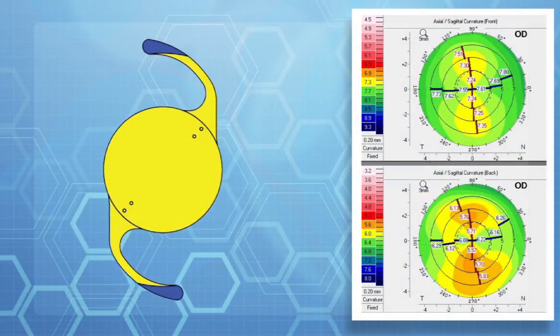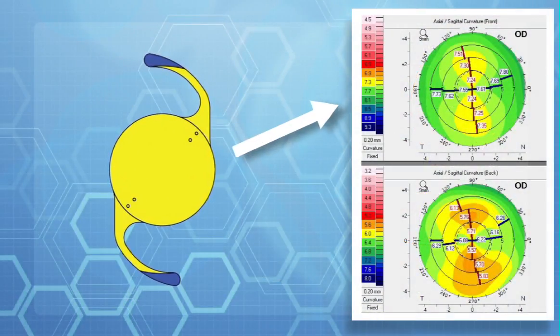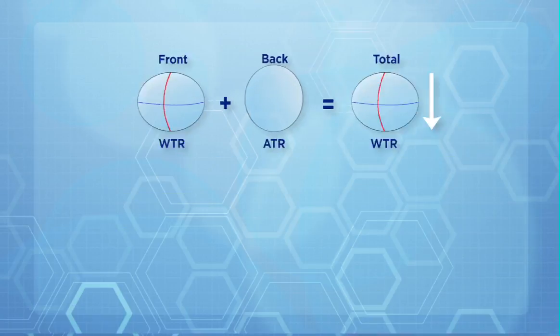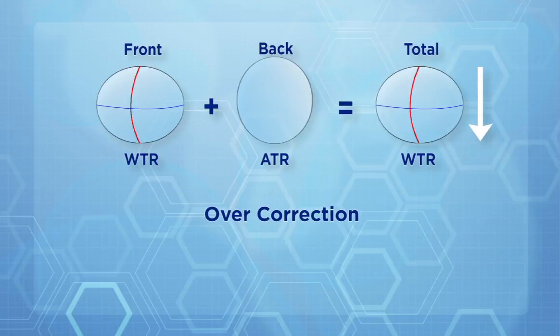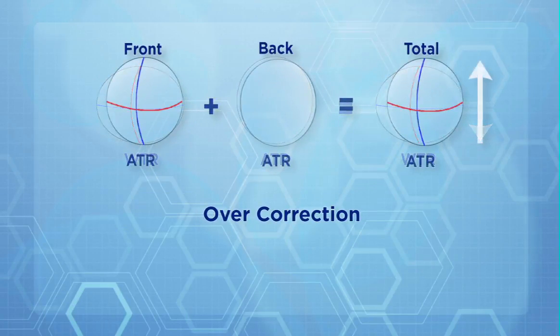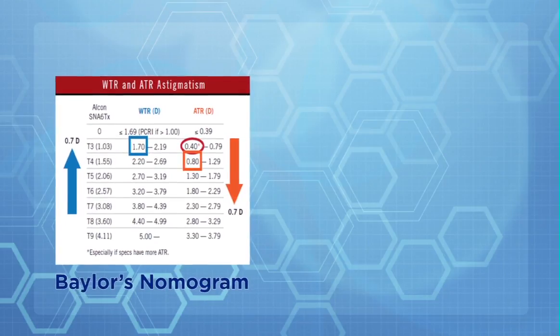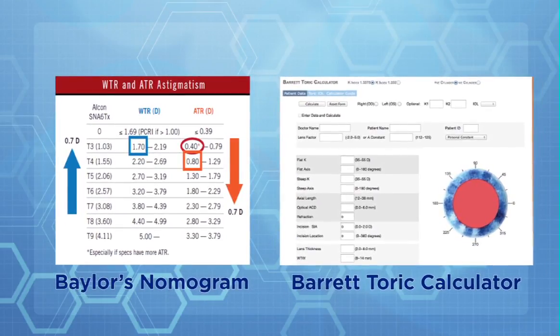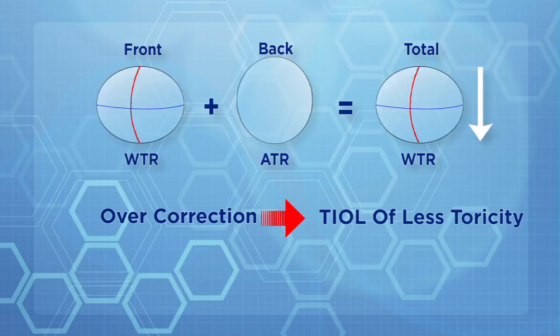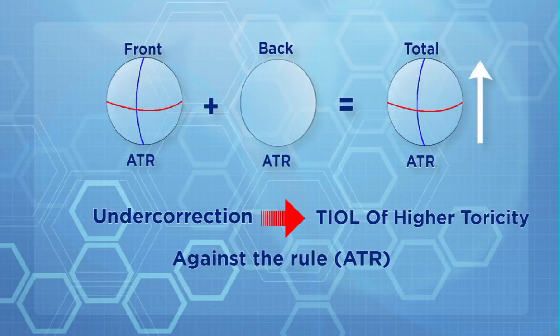Therefore, toric IOL selection based on the anterior curvature alone would lead to an overcorrection in eyes with the rule and an undercorrection in eyes with against the rule astigmatism on the front surface. Hence, the Baylor's nomogram and Barrett's toric calculator recommend using a toric IOL of less toricity in with the rule and higher toricity in against the rule eyes for optimal outcomes.